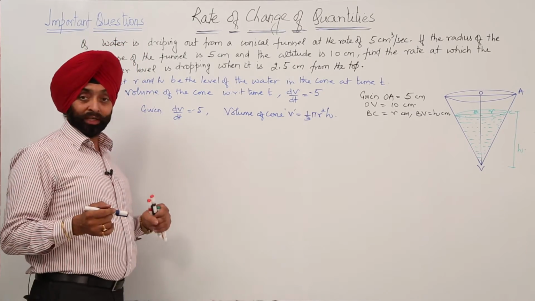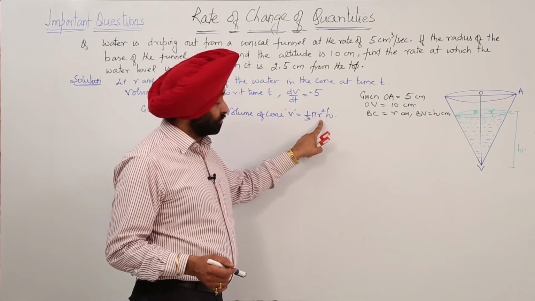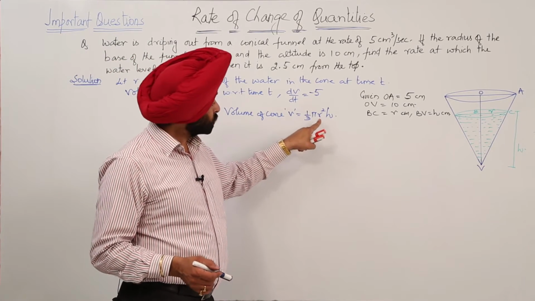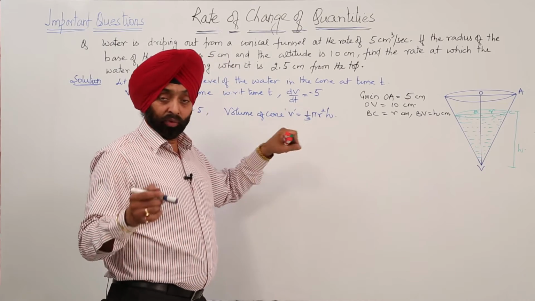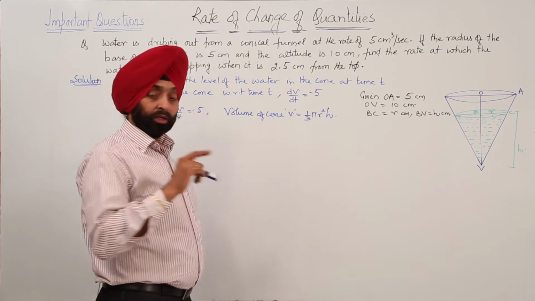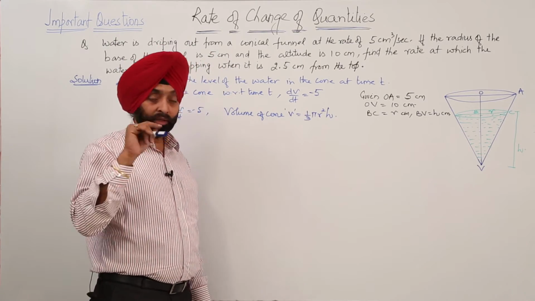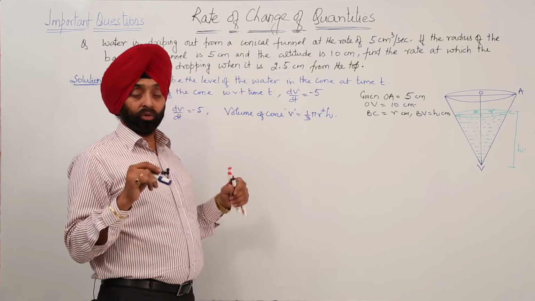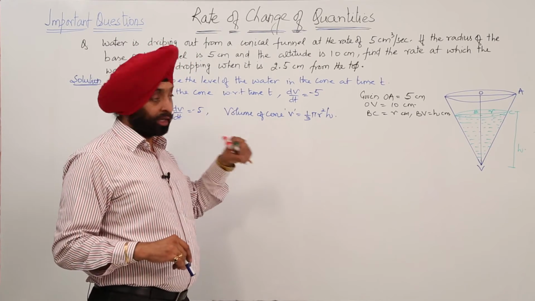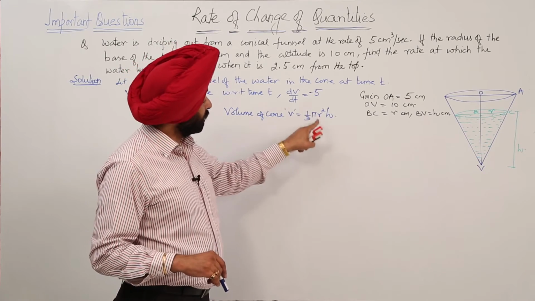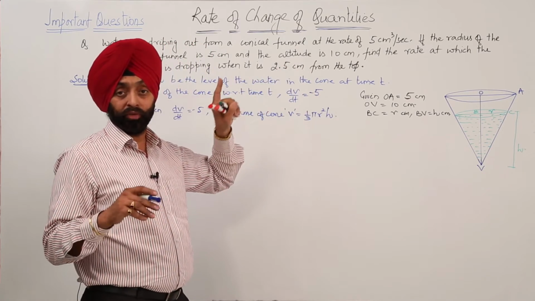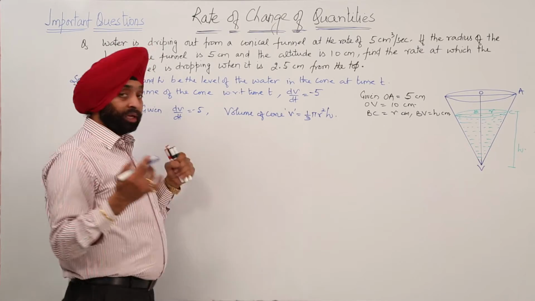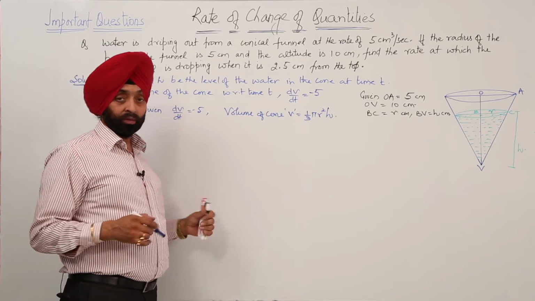Now if we want dH by dt, then what is the use of this R here? So in place of R, can we convert this R into H? Because second thing is, if we are going to differentiate this with respect to time, then we will be having V, R and H. Three variables will be there. Okay, so we can convert R with H.